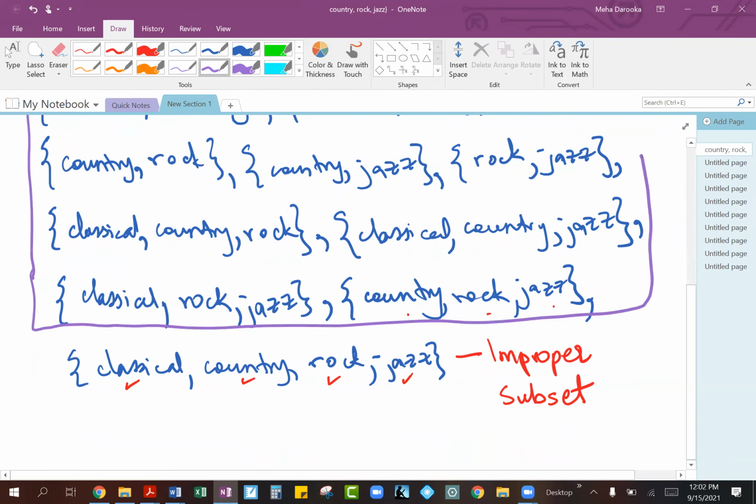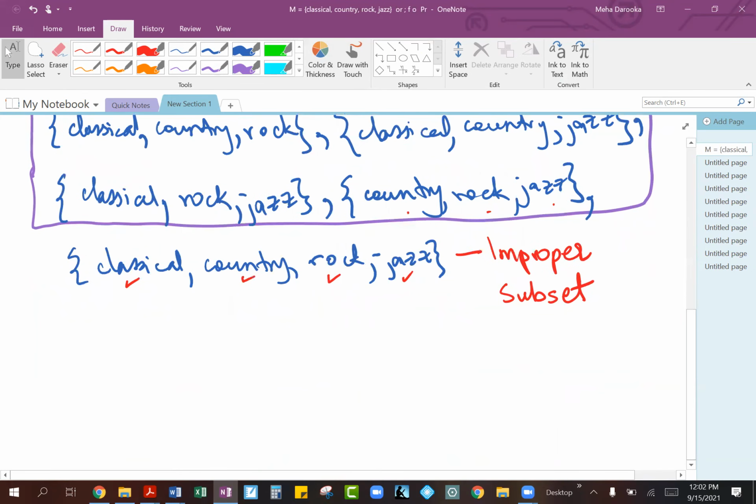So the only way it's improper is if it has every single element? Yeah, very good, Logan. Exactly.